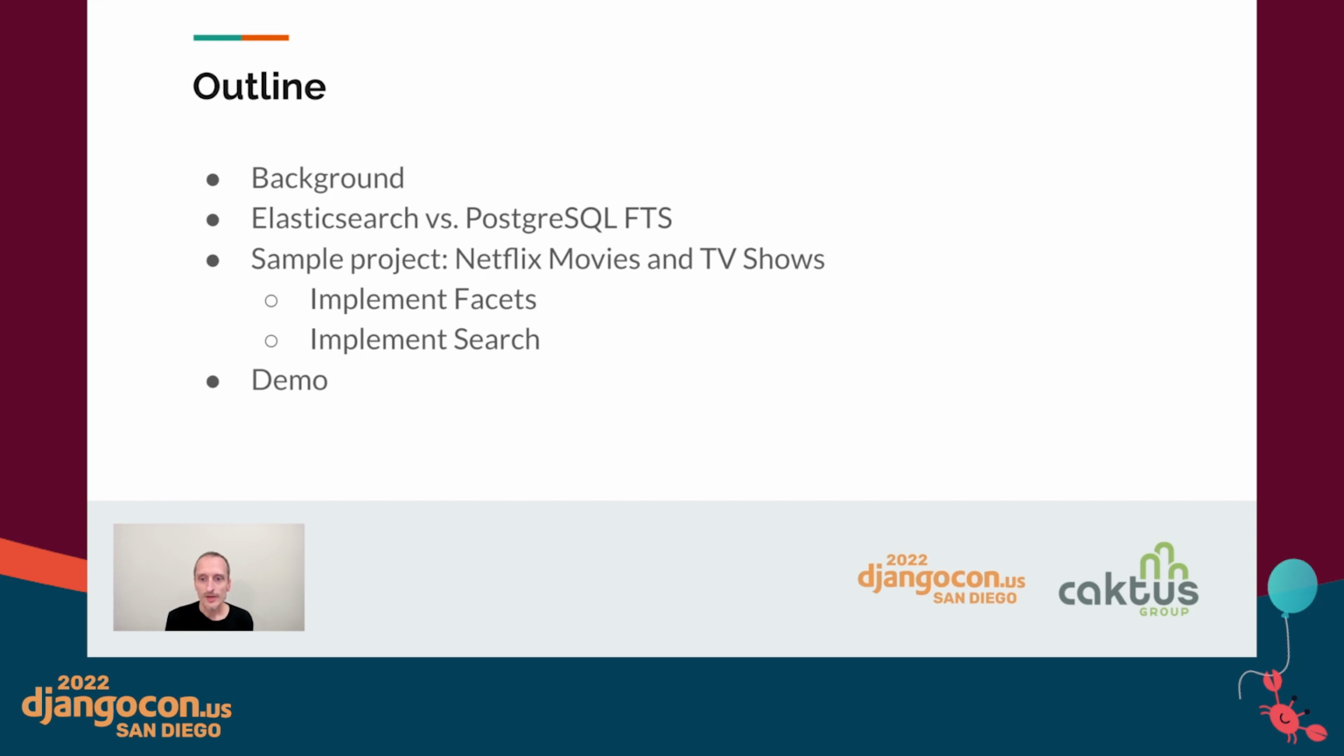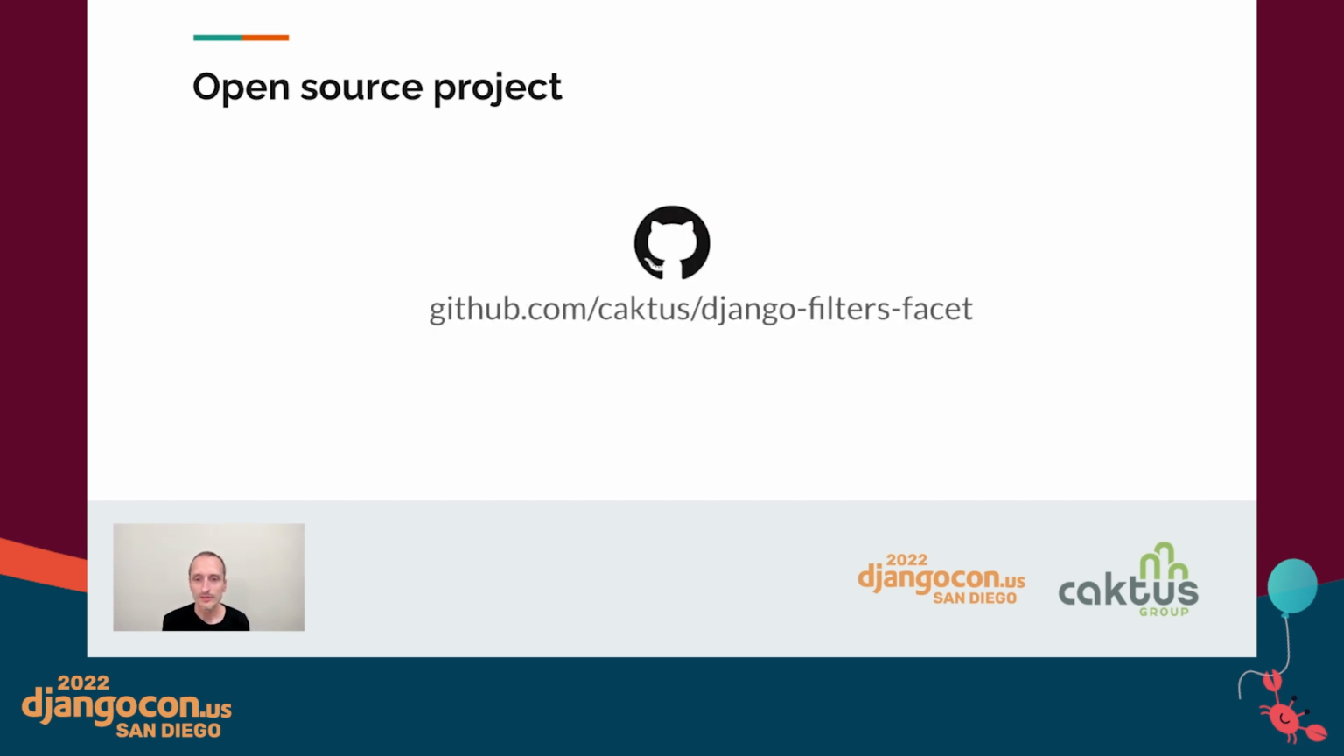So we're going to start off by covering the problem we faced, and then we'll compare Elasticsearch to PostgreSQL's full-text search. And then we'll move into exploring how to implement faceted search for our Netflix catalog sample site. There's going to be code, SQL, and Python and Django, and we'll finish with a demo of the open source tool we've built. All of the code examples you see here in this talk are available online. You can visit this GitHub link to see the code and learn more.